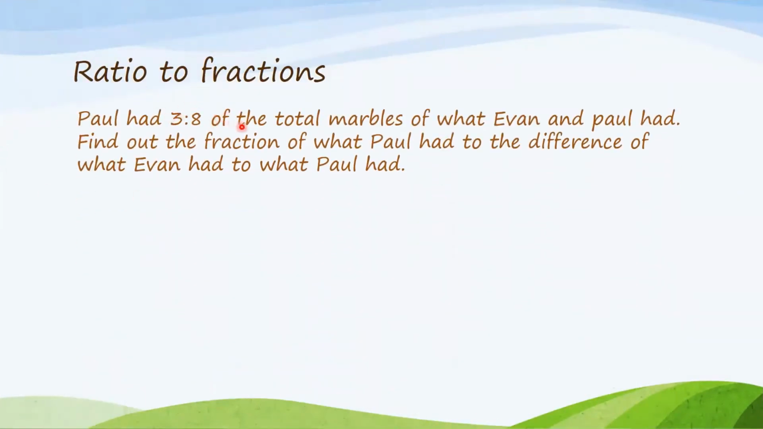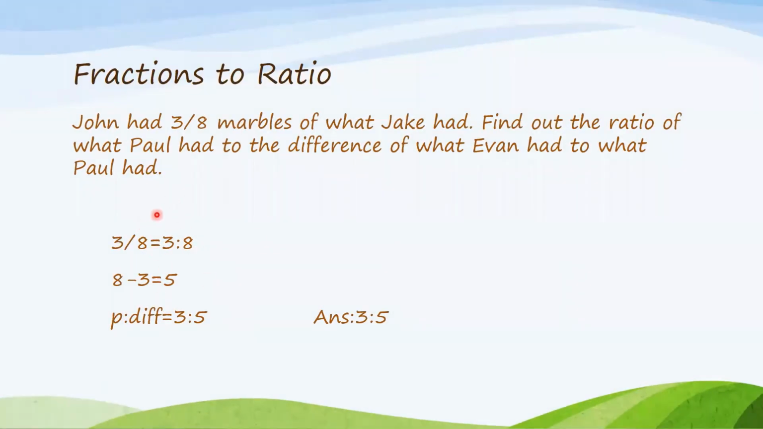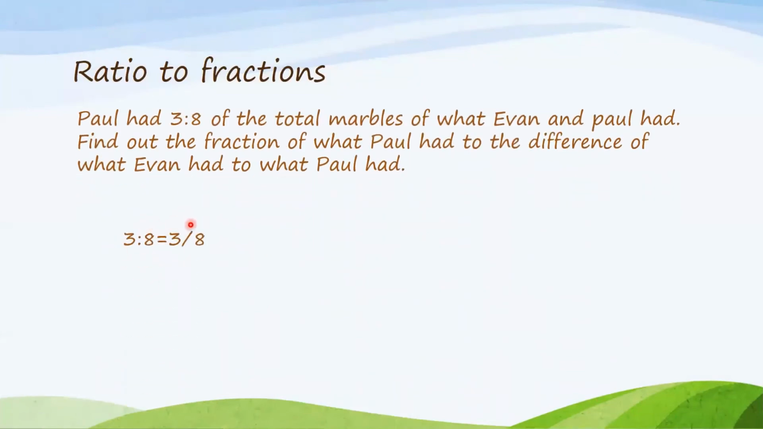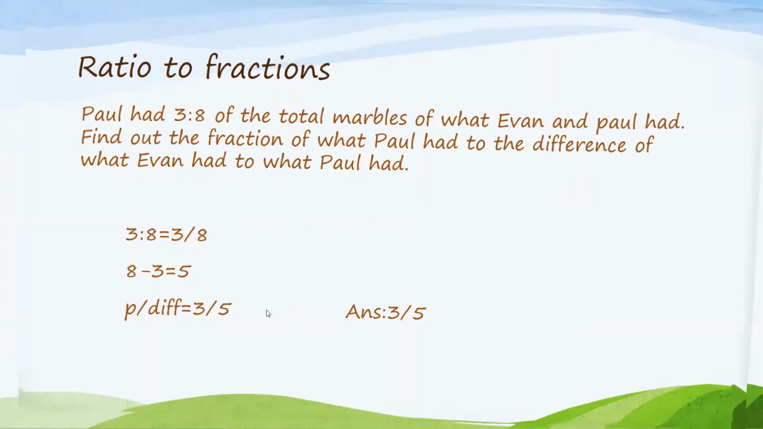Paul had 3/8 of the total marbles of what Evan and Paul had. Find out what fraction Paul had to the difference of what Evan had to what Paul had. You may be confused. So let's change 3:8 from ratio to fractions, okay? 3:8, just like before, you see over here, 3/8 equals 3:8, which means over here, 3:8 equals 3/8. So 8 minus 3 will give me 5 units. So Paul over the difference is 3/5.